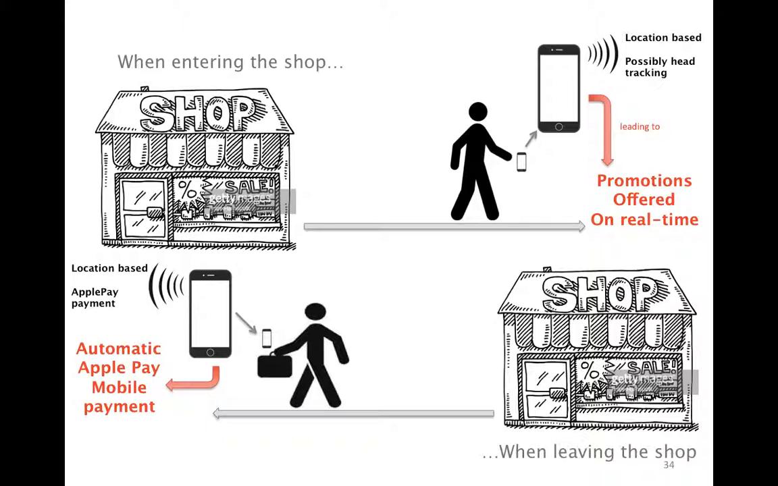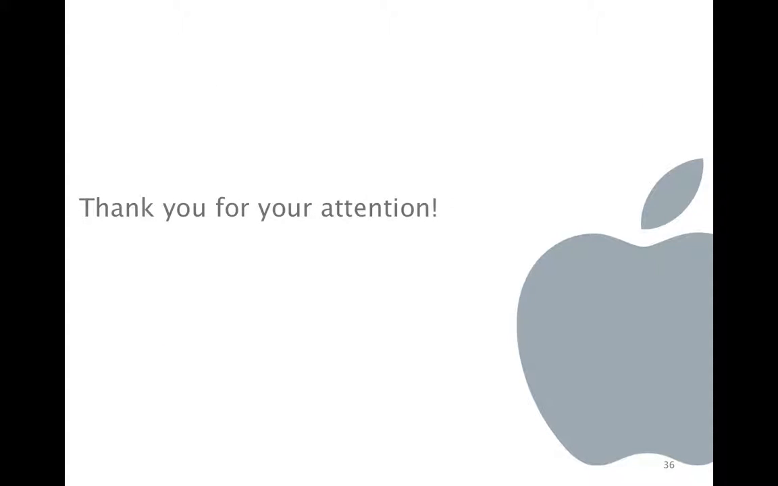IoT technology registers what products he gives most attention to using location-based and possibly head tracking. Thanks to his real-time data, he receives promotion offers for products that he is actually interested in right now. Then he bypasses the long queue and directly walks out the door. In fact, a near-field communication system based on real-time data and IoT had automatically completed his mobile payment transaction. Wouldn't that be great? Thank you for your attention.